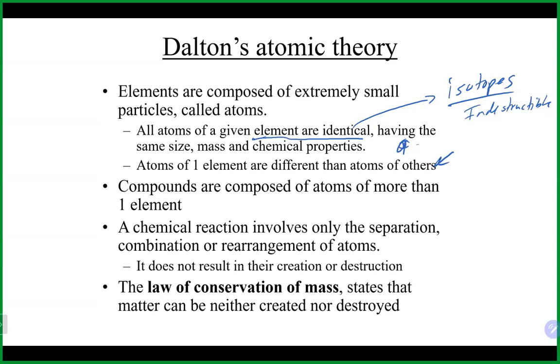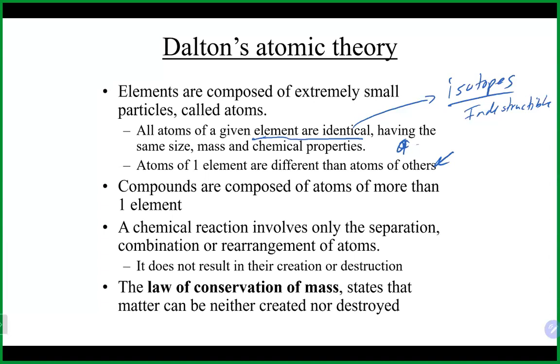So an atom of iron is different than what you would see in an atom of carbon or copper. Compounds are composed of atoms of more than one element. So as we've been talking about, you do need two or more elements to be involved to have a compound. A chemical reaction involves really the separation and recombination of all the atoms. And that is true. That is what happens in a chemical reaction.